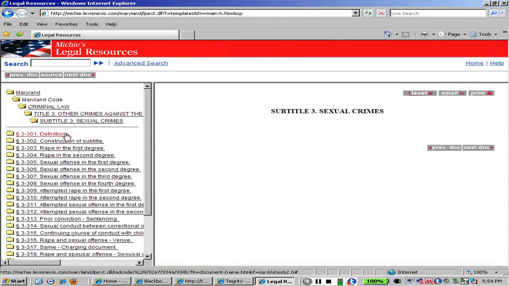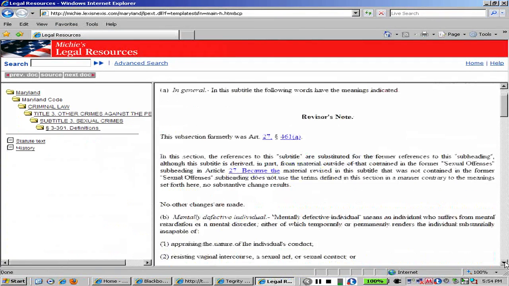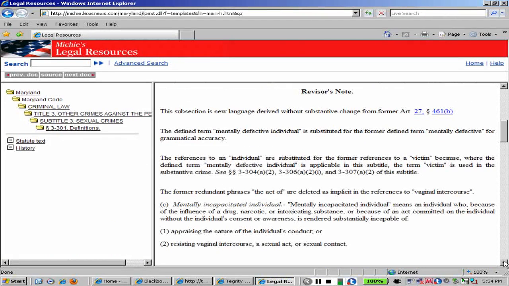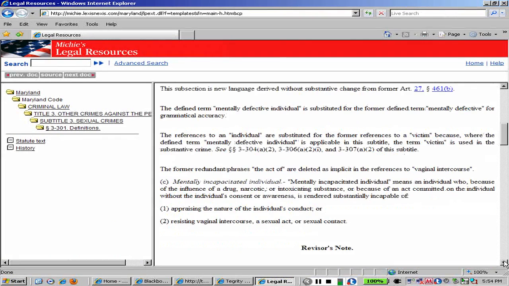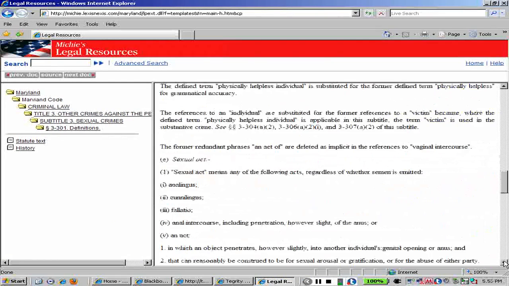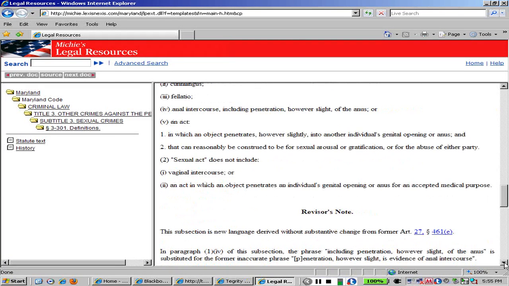It is important for you to begin with the definitions. The definitions provide insight into the difference between a sexual contact, a sexual act, and rape. So a sexual act is described in E. Okay, it goes through and it outlines all of the things that constitute a sexual act, which are different than sexual contact. Please notice that a sexual act does not include vaginal intercourse. That is important because vaginal intercourse is defined as rape.